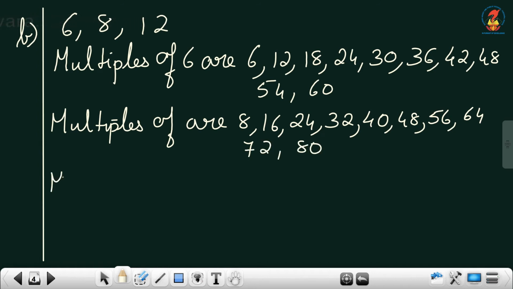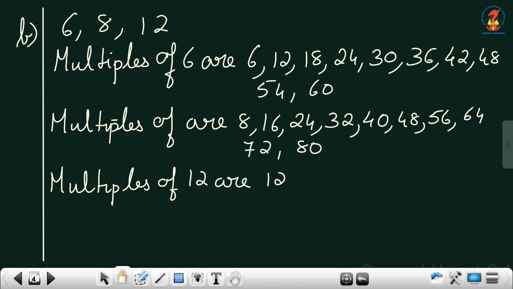Now if we'll see for 12, multiples of 12. 12 ones are 12, 12 twos are 24, 12 threes are 36, 12 fours are 48, 12 fives are 60. I'll stop for the time being.